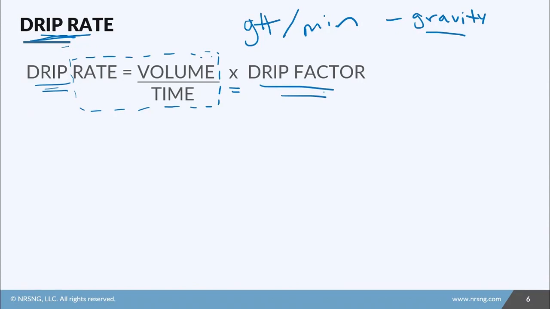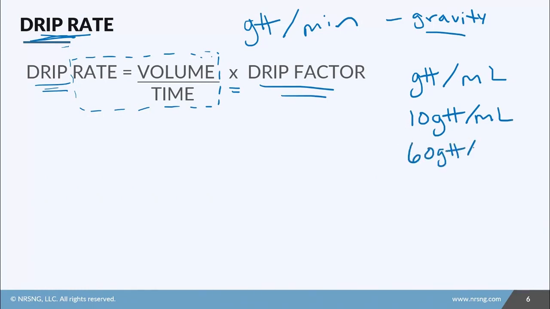Now, what is the drip factor? Every set of tubing that we use has a drip factor that tells us how many drips there are in 1 milliliter. So this is the drip factor part. A lot of times, standard IV sets are 10 drops per mil. And then something called a micro set is 60 drops per mil. There could also be 15 or 20, etc.